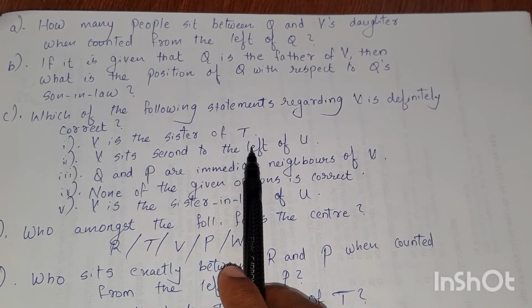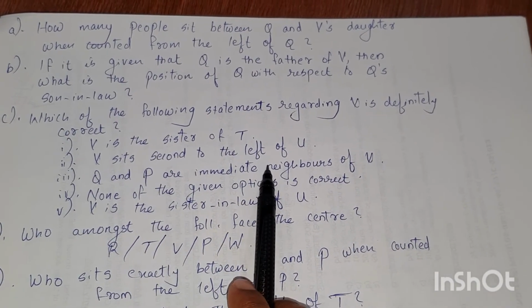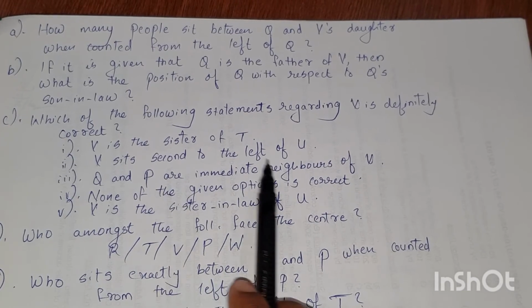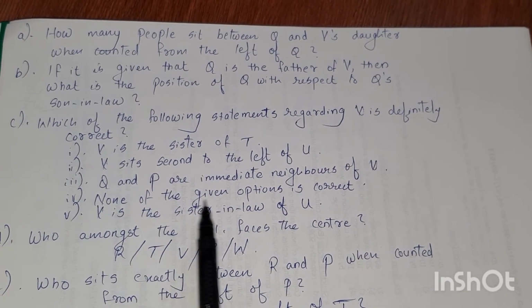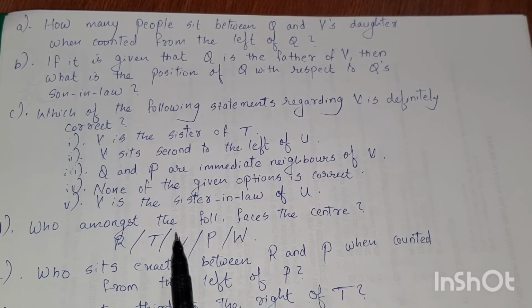V is the sister of T. V sits second to the left of U. Q and P are immediate neighbors of V. None of the given options is correct. V is the sister-in-law of U.